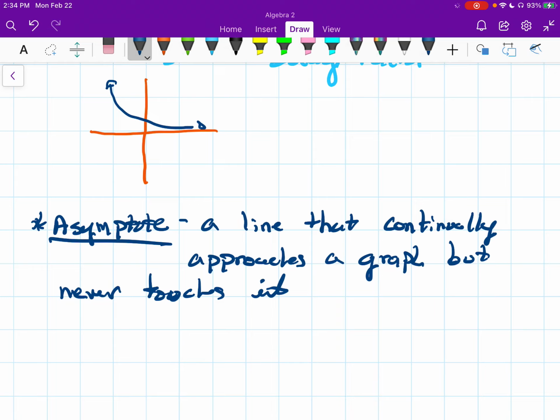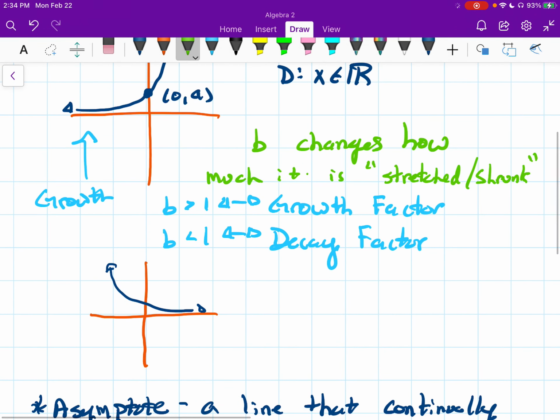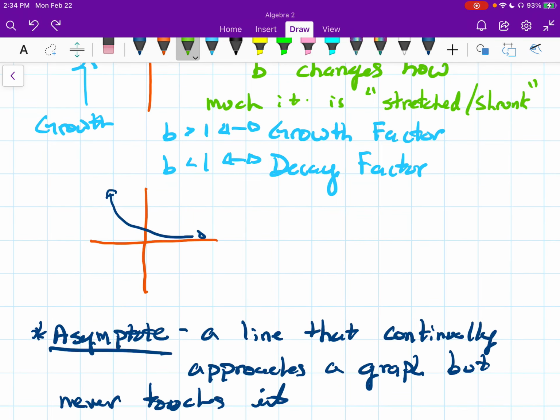For asymptotes, we're going to be dealing with horizontal asymptotes, left to right. In our graphs up here, you could think about there's a horizontal asymptote right here. This graph will never touch that. It'll keep getting smaller and smaller as we go that way, but it'll never actually touch the x-axis there.